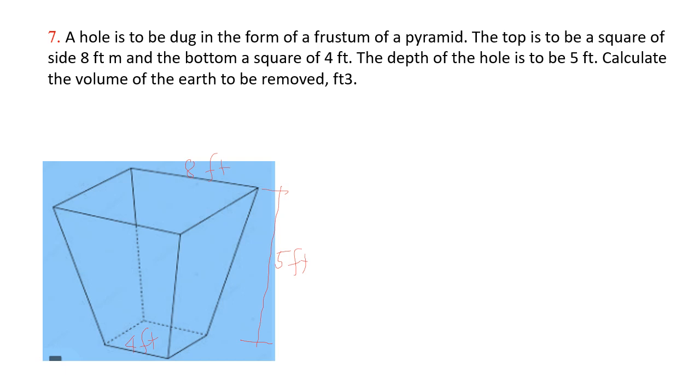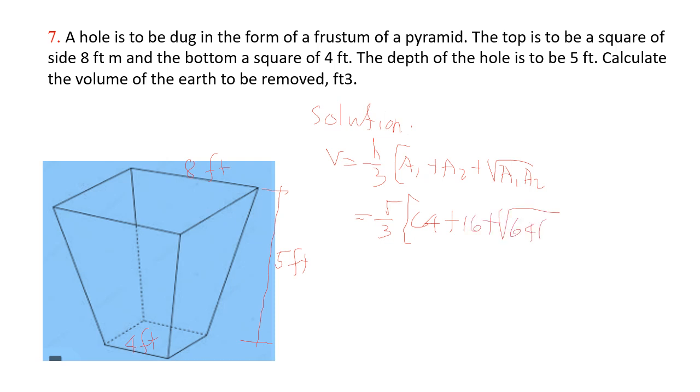So solution. Volume equals h all over 3 times A1 plus A2 plus square root of A1 A2, equivalent to 5 over 3 times 64 plus 16 plus square root of 64 and 16, equivalent to 186.67. This one is feet cubed.